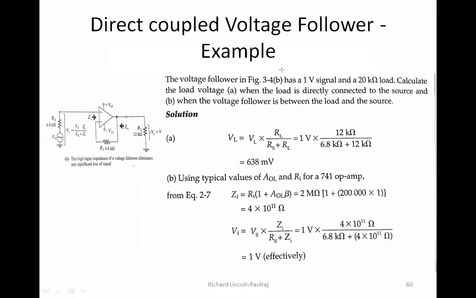Fine. So we can see that here we have VL equal to the load voltage. We have seen that it's about 1 volt, into RL divided by RS plus RL. So we have that formula here, right? We just substitute the values, and RL value we have as 12, RS is 6.8, and again RL is 12. Please calculate and tell me if we are getting about 638 millivolts. Take your calculators and check and let me know.